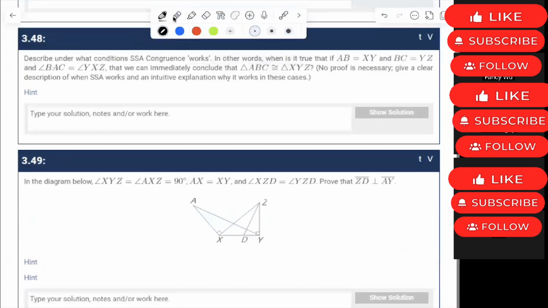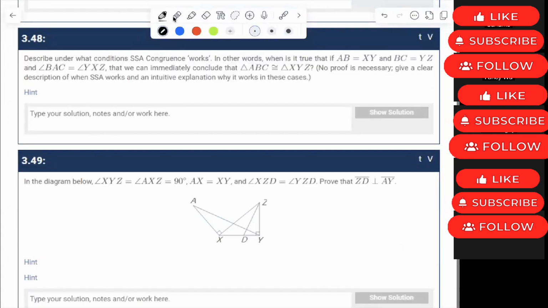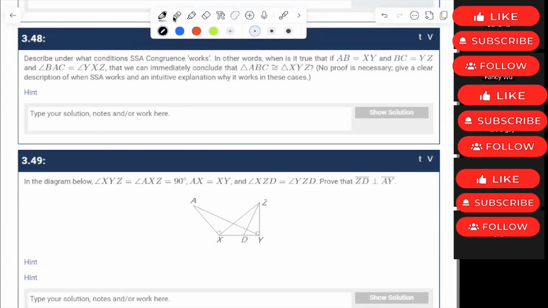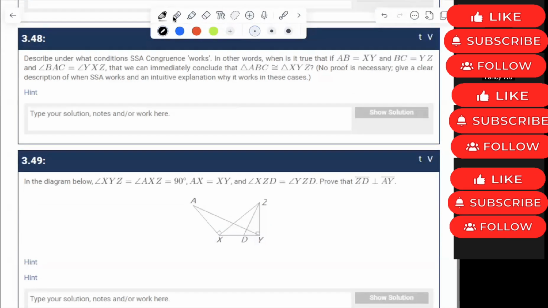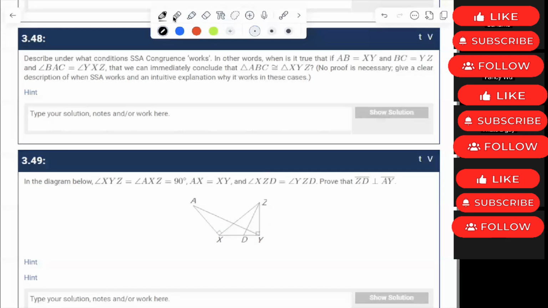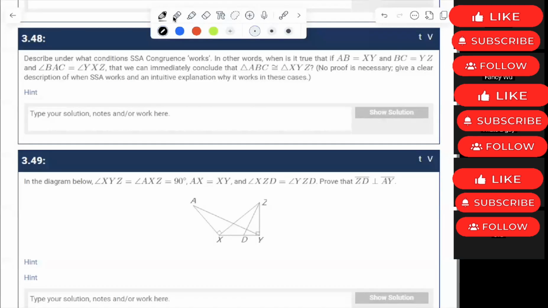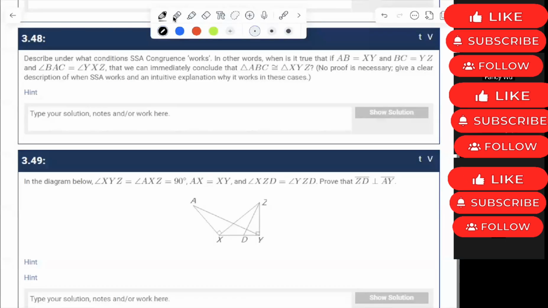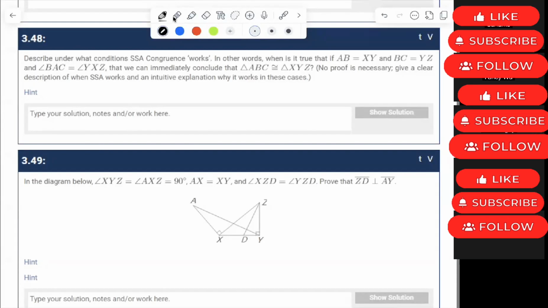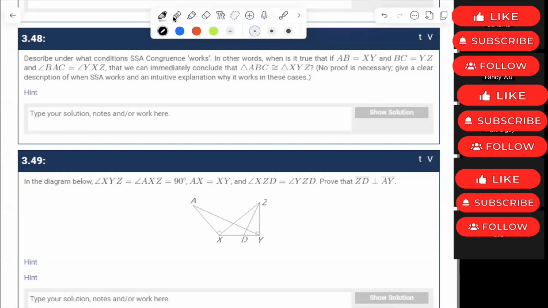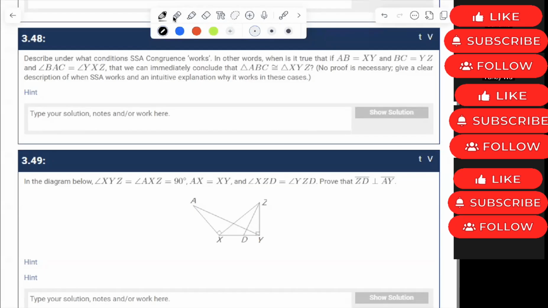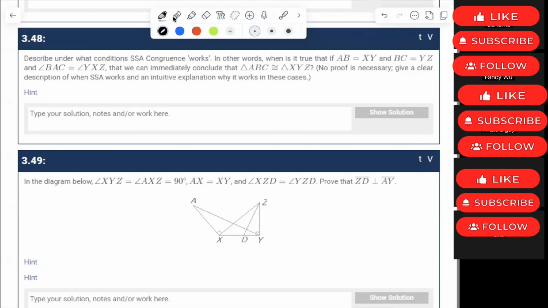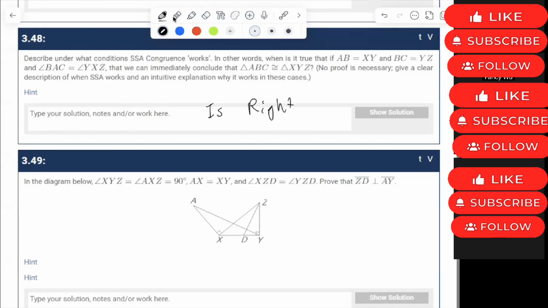Now it's 3.48. Describe under what conditions congruence works. In other words, when is it true that if AB is equal to XY and BC is equal to YZ and BAC is equal to YXZ, then we can immediately conclude that ABC is congruent to XYZ? It only happens when the triangle itself is right, as well as if the four lengths are the same.